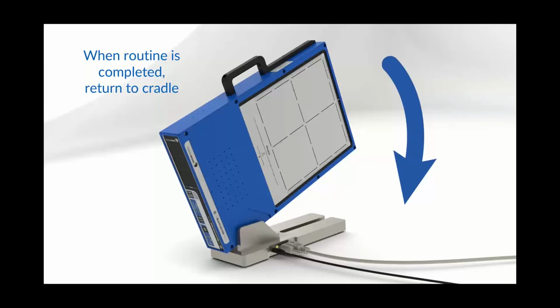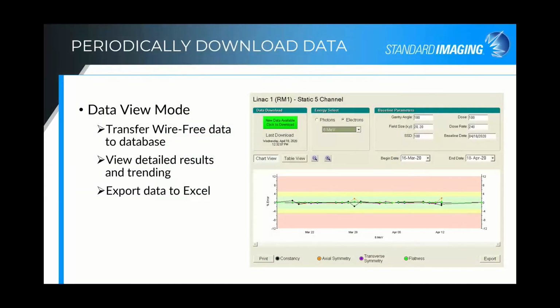Once that is back on the cradle, if you do upload that information, you can get your trending lines, either in a table view, which is tabular numerical results, or, as you see here, a chart view showing you the actual trend lines of those measurements. And you'll see the different trend lines here. You've got your constancy in black, your axis in orange, etc.